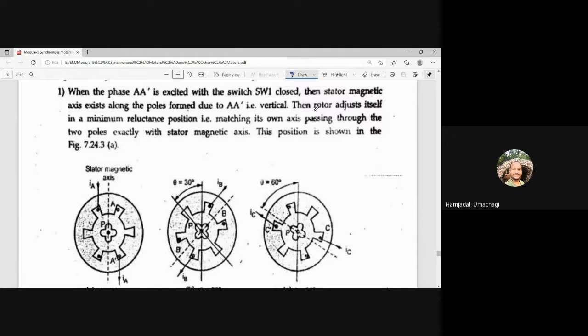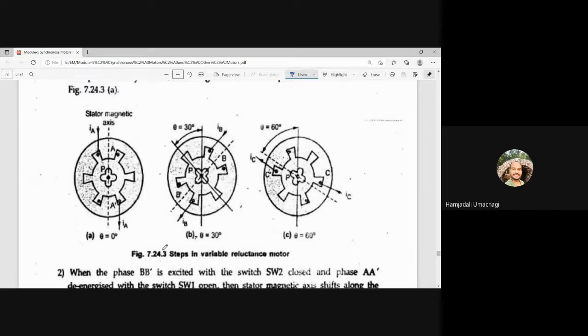The rotor adjusts itself to the minimum reluctance position, matching its own axis passing through two poles exactly with the stator magnetic axis. This is shown in figure 7.24.3a, which shows the position of the rotor with respect to the stator with angle theta equal to 0 degrees. By exciting poles A dash, the rotor is aligned along the stator pole A with theta equal to 0 degrees.